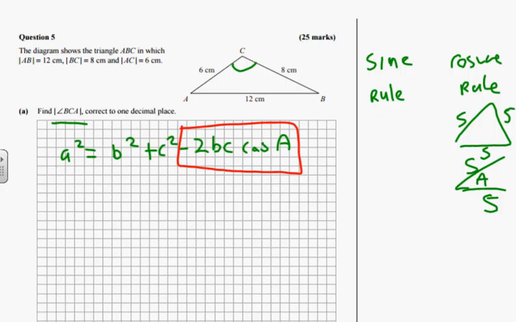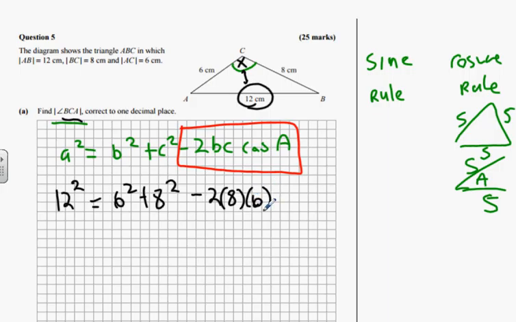So what we're going to do is you pick a side, you pick the 12 because you're trying to find out BCA. So by picking 12, you automatically pick the angle that looks at the 12. Does that make sense? The side that's opposite the angle you want always goes in as A. The other two sides can go into the B and C slots, and it's 2 times 8 times 6. Now your cos A is cos X in our question, isn't it?